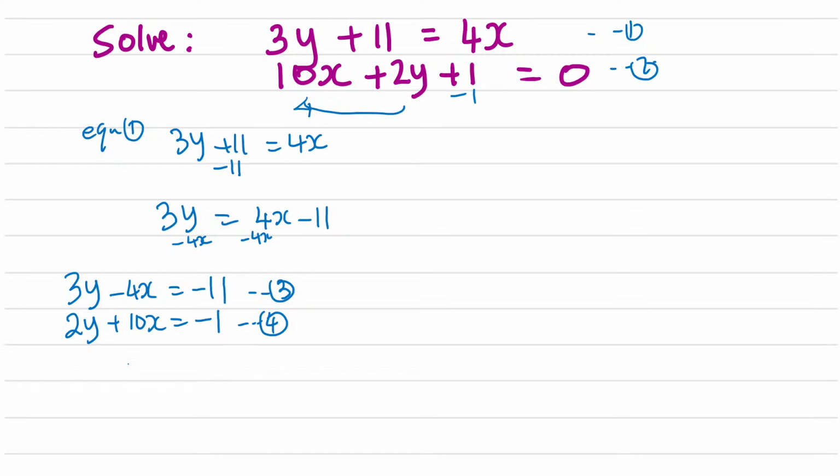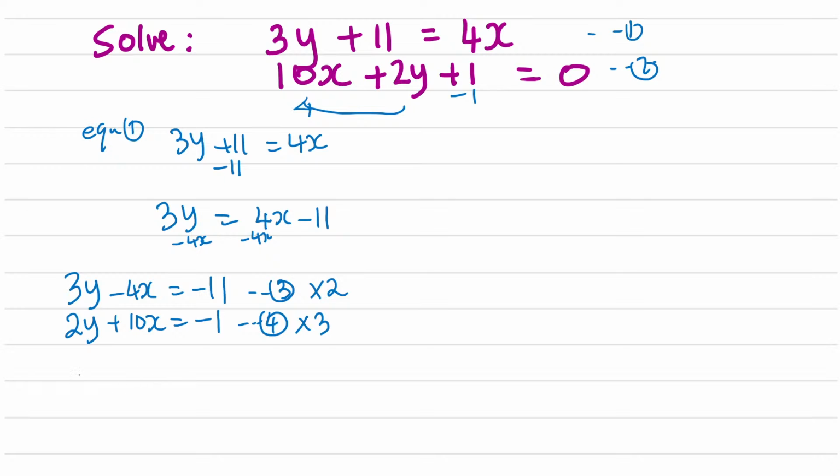What happened now? Are the y's the same? No. Are the x's the same? No, they don't have the same coefficient. So we need to make them the same, okay? We need to make the same coefficient. So we can multiply equation 3 by 2, okay? We're trying to make y the same. And we can multiply equation 4 by 3, this number here.